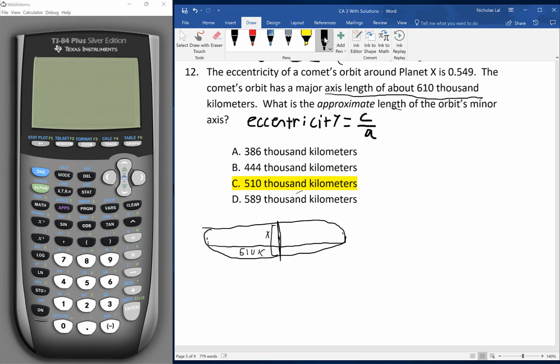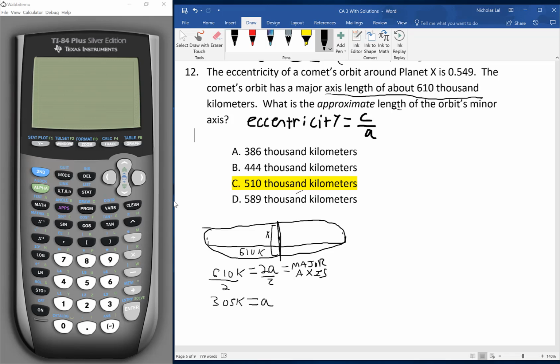and our eccentricity is c over a. So we got to know that 610,000 is equal to the major axis length. So 2a is the major axis length. So the major axis is 2a, so therefore divide each side by 2. And 305,000 is the length of a.